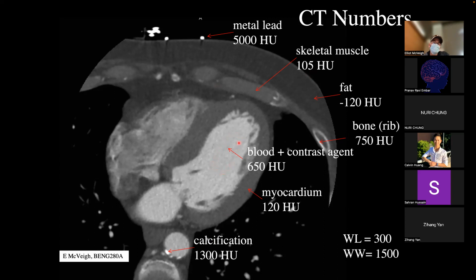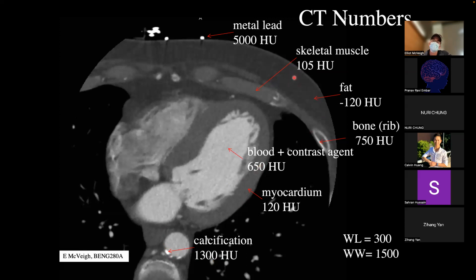If you have contrast mixed in with the blood, you can get up to 650 Hounsfield units, so even more attenuation than water. If you look at something like a piece of calcium in an artery, like arteries often get calcified, they're up at 1,300. It's a very dense material, so it absorbs a lot of X-rays. What else do we have here?